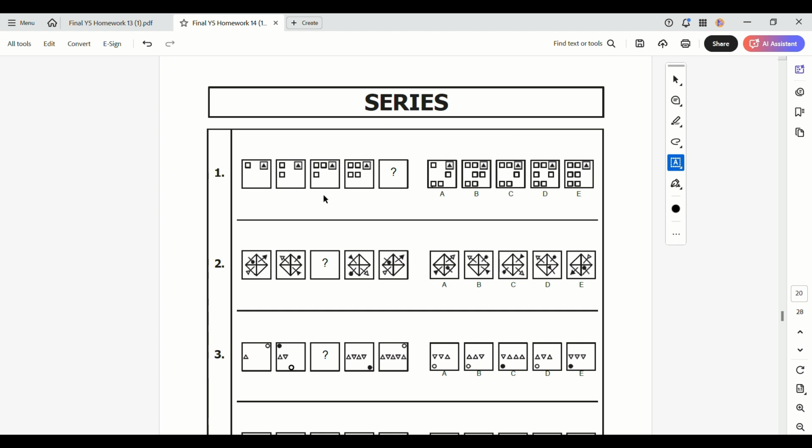So series, you just look at what is changing from left to right. So it's very simple here. You can see 1 box, 2 box, 3 box, 4 box. You know, the next one is going to be 5 boxes, okay? Which option here has 5 boxes? Only option C.